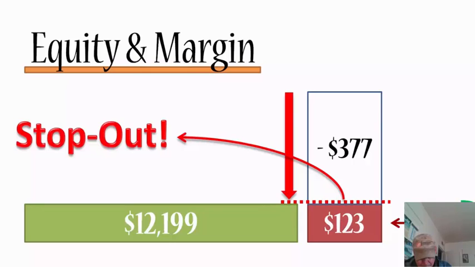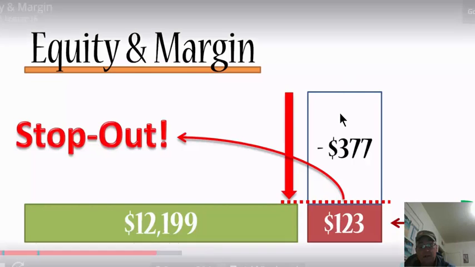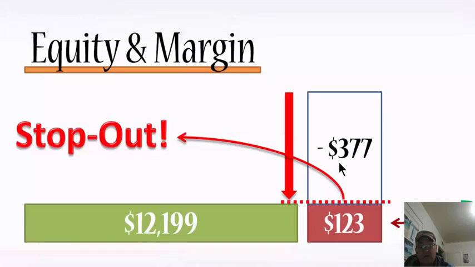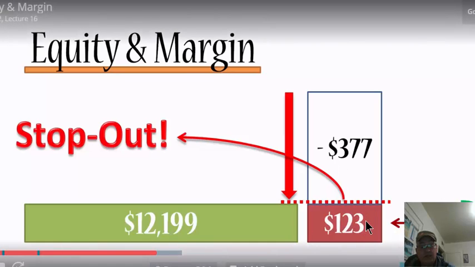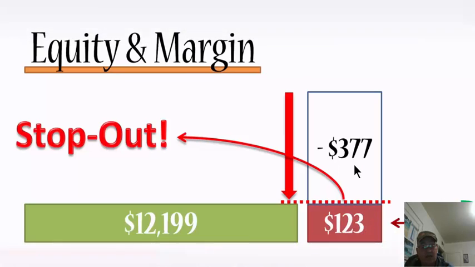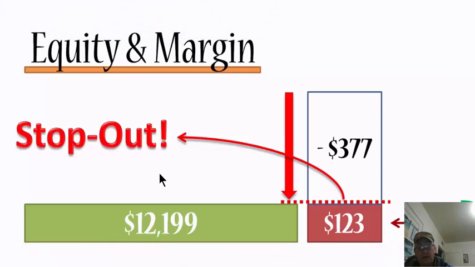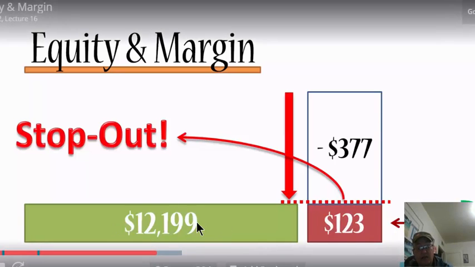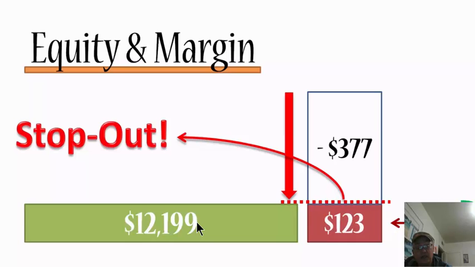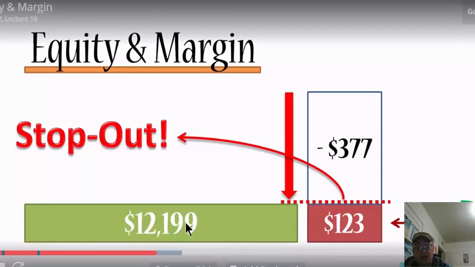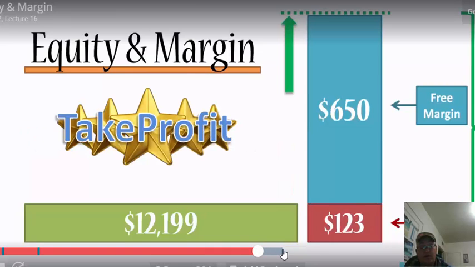And another thing you should be aware of is that if things don't work in your favor, you've got $123 left in there, $377 they've lost, they'll do a stop out. But here's the bad side. If the broker doesn't catch this and it starts eating into his loan money, you will be liable for the loss of that money in that loan. So you have to be very careful with leverage, and you need to know what you're doing before you get into it.